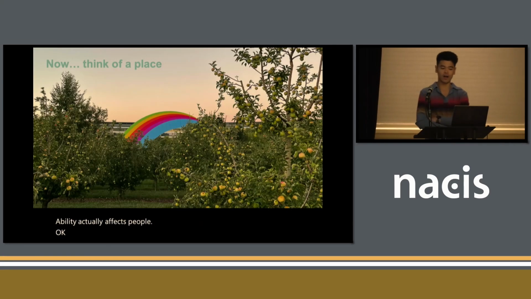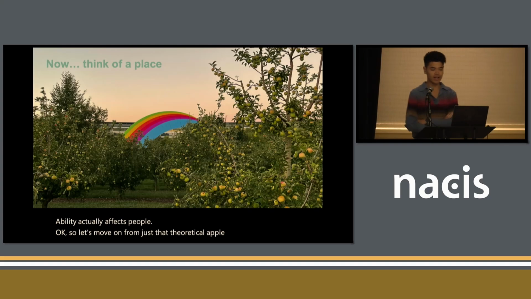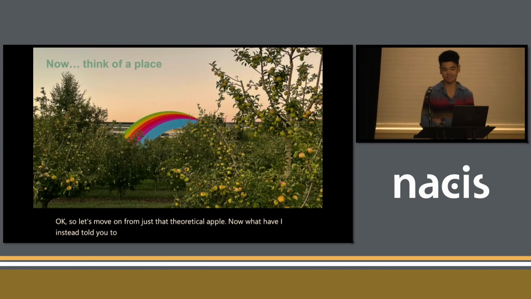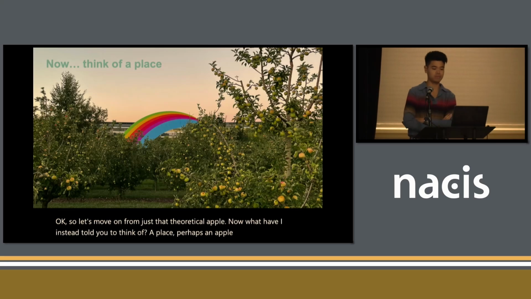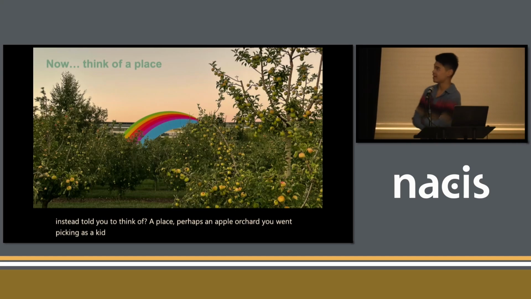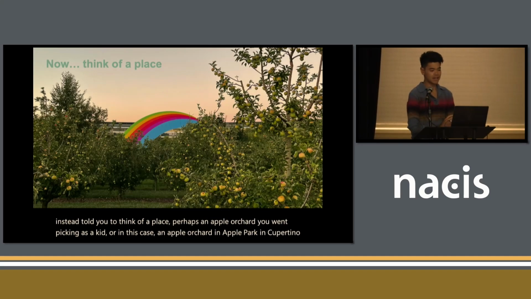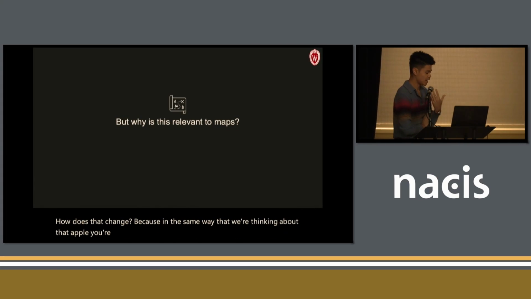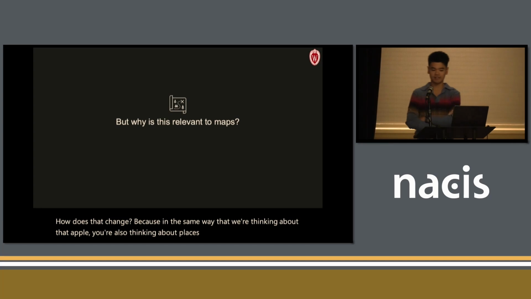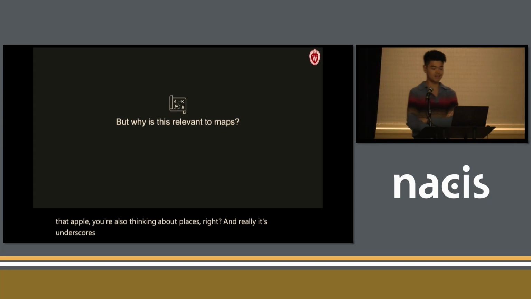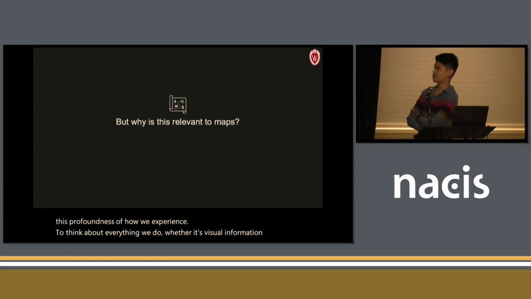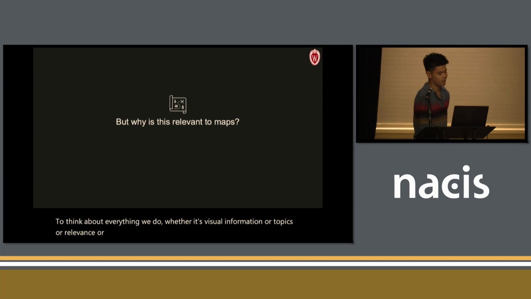Okay, so let's move on from just that theoretical apple. Now, what if I instead told you to think of a place, perhaps an apple orchard you went picking as a kid, or in this case, an apple orchard in Apple Park in Cupertino? How does that change? Because in the same way that we're thinking about that apple, you're also thinking about places, right? And really, it underscores the profoundness of how we experience and think about everything we do, whether it's visual information or topics of relevance or environments we interact with.